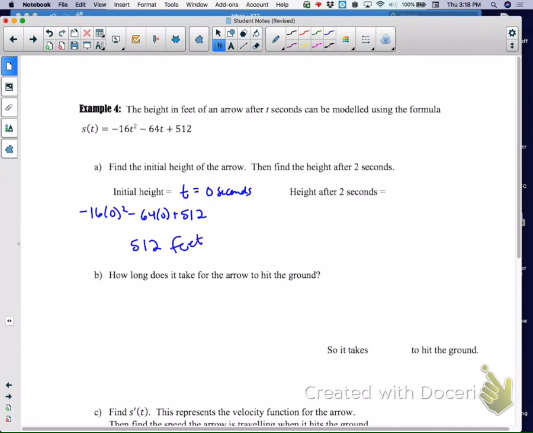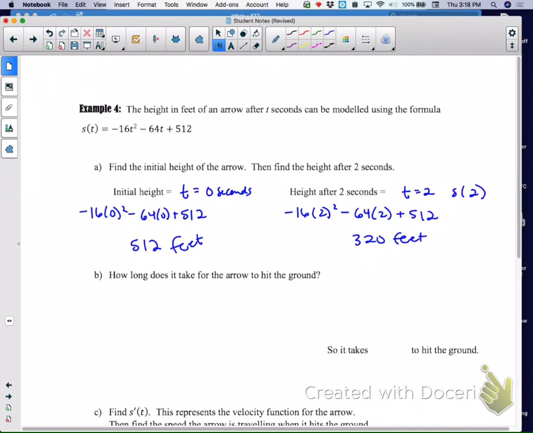Okay, now what is the height after 2 seconds? Same thing, that's going to be t is equal to 2, or S of t. Sorry, S of 2 is what I meant to write. So negative 16, 2 squared, minus 64 times 2, plus 512. And that would be a good thing to write down just in case something goes wrong in your calculator. At least show that you are plugging in 2. That way they can give you some partial credit for your answer there.